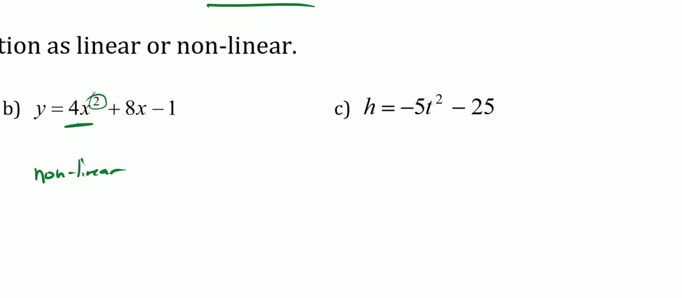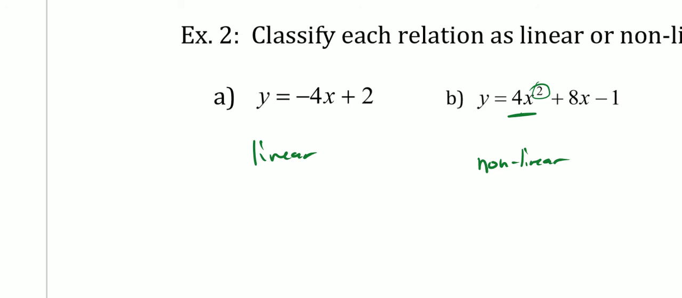So Julian, do you want to answer for the next one? What do you think? Do you see exponents? No, no exponents. So this one's linear. Good, right? And what about the last one? Haley, what do you think? Do you see an exponent? You do? Where? What number is it? It's a 2, it's on the t, so that means this one is nonlinear.